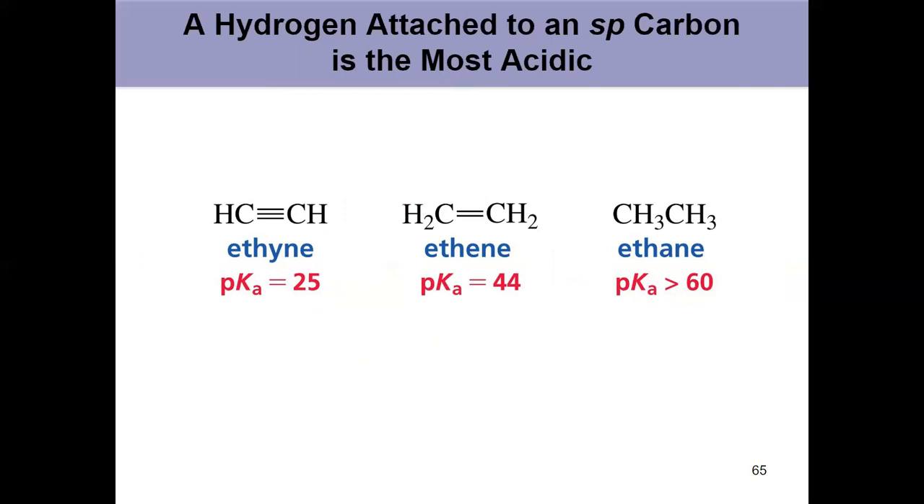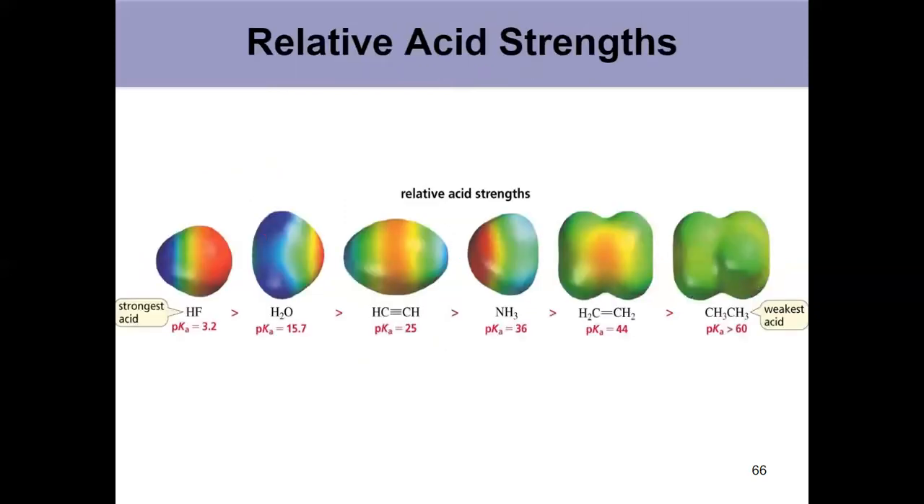Still not something I would call an acid if I just put it in water, because water has a pKa of 15.7. But here our alkynes have pKa's of around 25 if it's a terminal alkyne, so it has the hydrogen. So that puts us somewhere between water and ammonia in terms of acid strength.